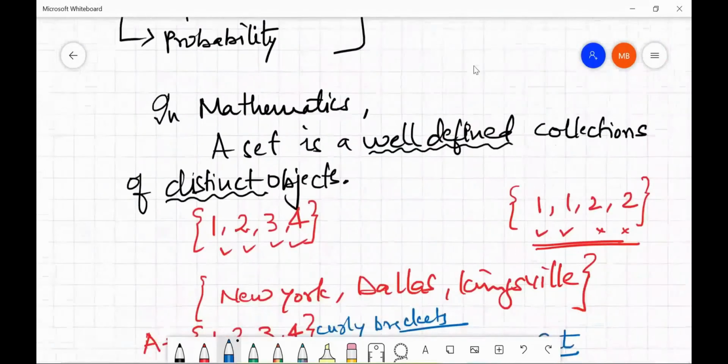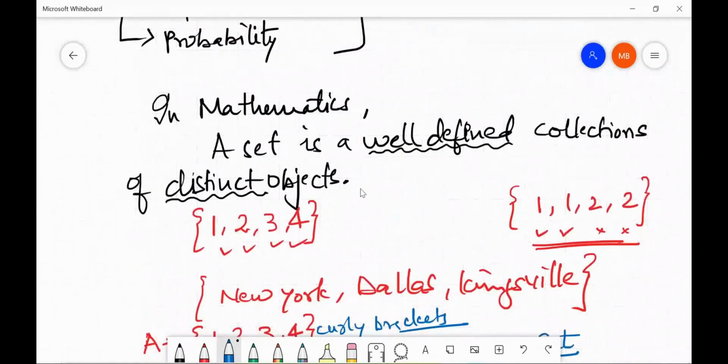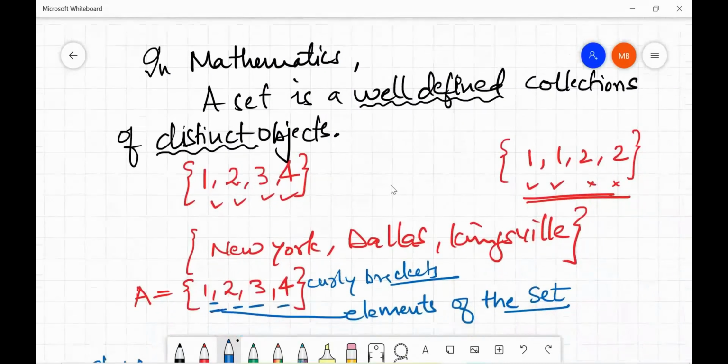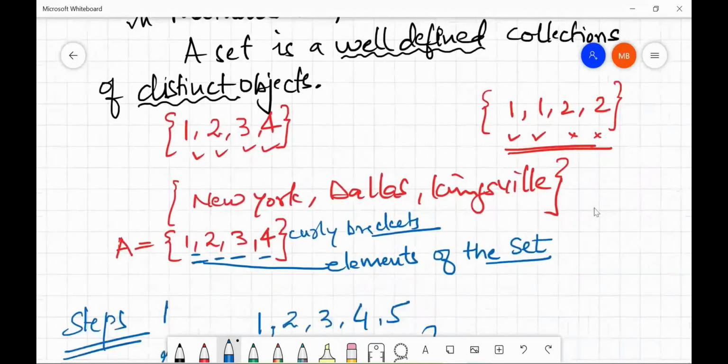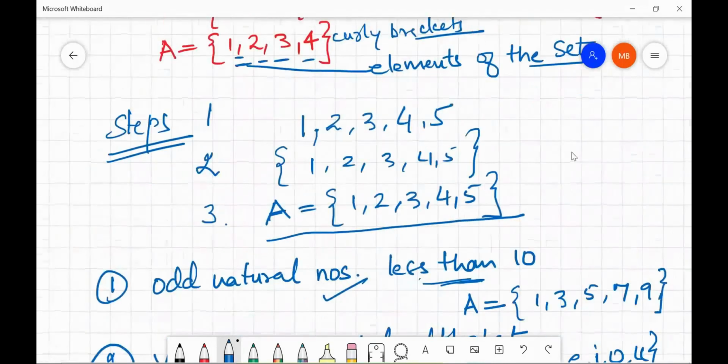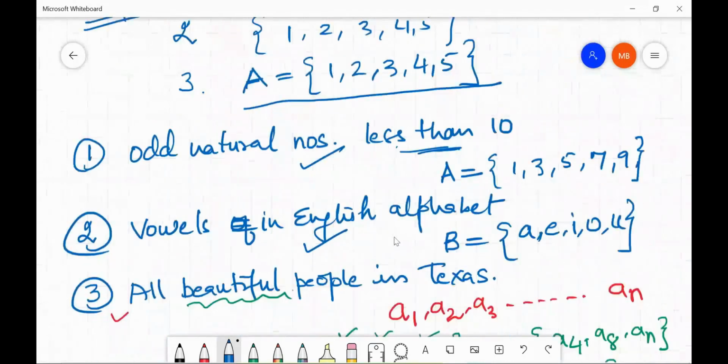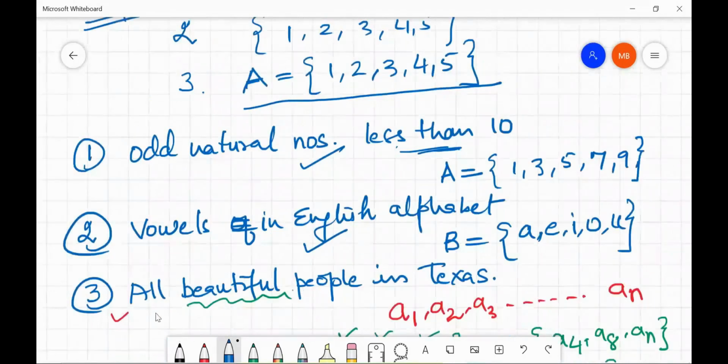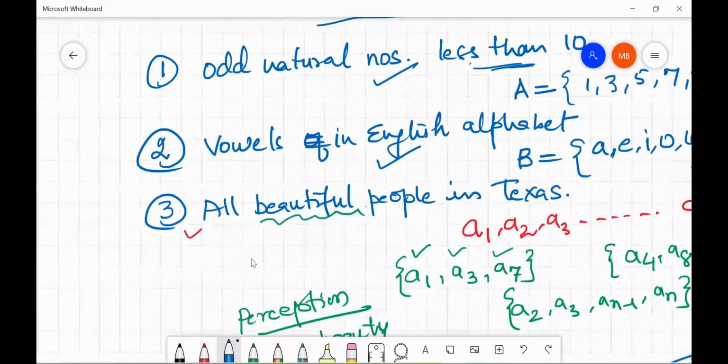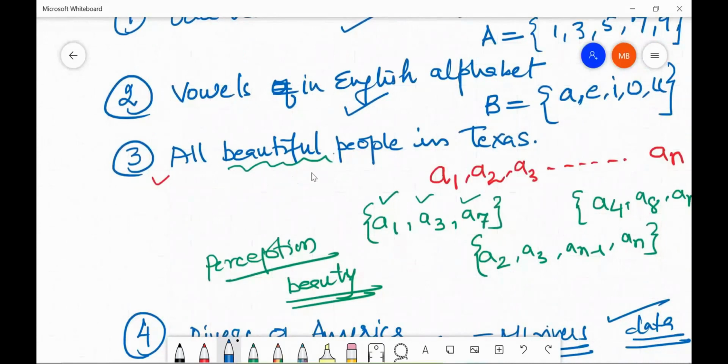Here it is. So a set is a well-defined collection of distinct objects. So objects should be distinct, there should not be any repetition, and well-defined. So there should not be any ambiguity in the statements. I'll just discuss the example. This example 3: all beautiful people in Texas. So this statement is not very well defined because our perception of beauty is different.